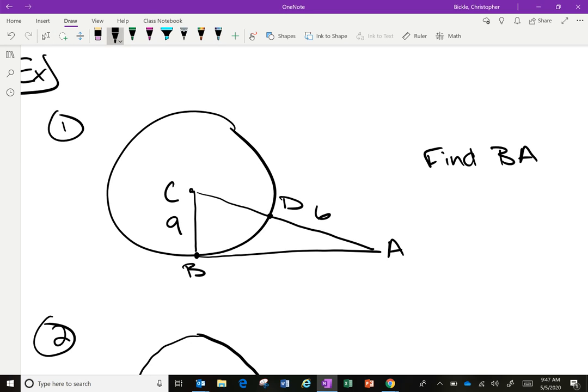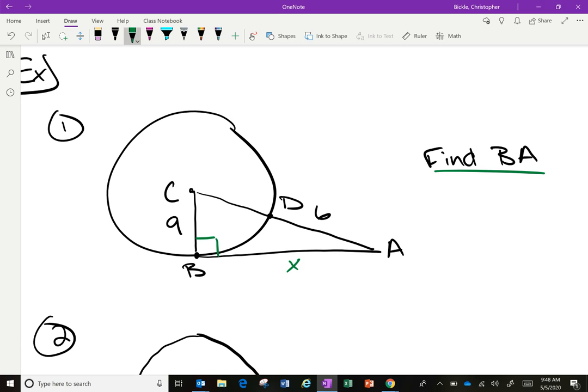So they gave us this distance. They told us that CB was 9. They gave us this distance from D to A and told us that was 6. They want us to find BA. So what I want you guys to do, whatever you're trying to find there, put your variable there. From there, we need to figure out what we can do. I know that AB is tangent. So if AB is a tangent line, that means that it has to be perpendicular to the radius at the point of intersection. So that has to be a right angle.